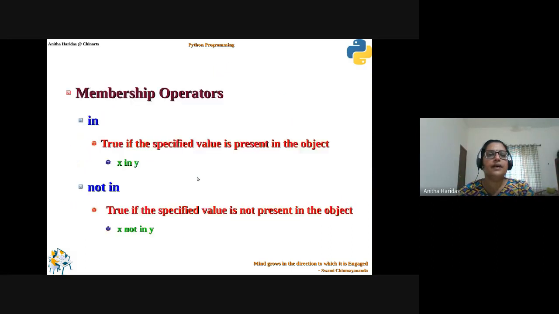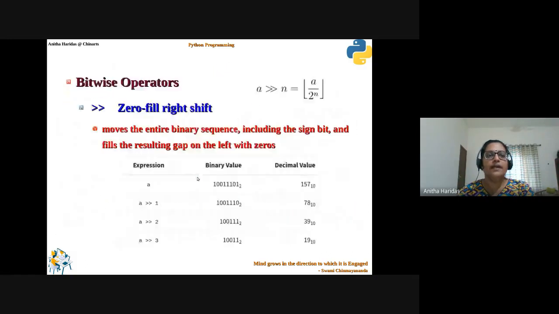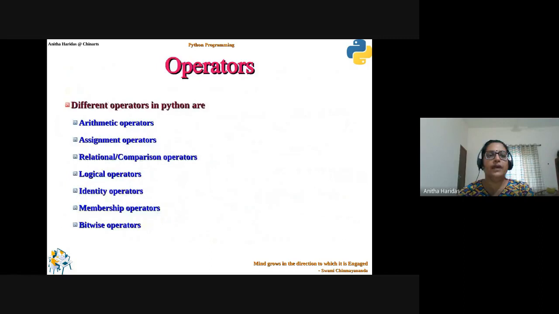Okay, so these are the different operators available in Python. We have arithmetic, assignment, relational or comparison operators, logical operators, and two identity operators, which are is and is not. Then we have membership operators, in and not in. Then we have bitwise operators: and, or, not, exclusive or. Apart from that, we had also seen left shift and right shift.